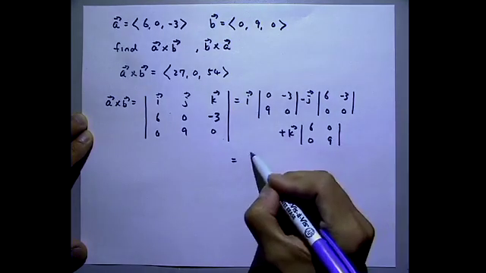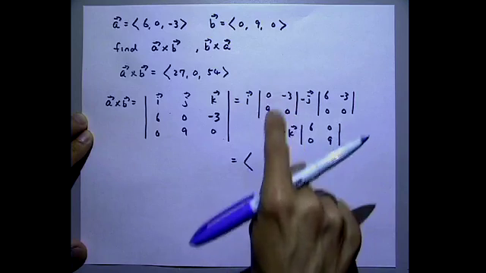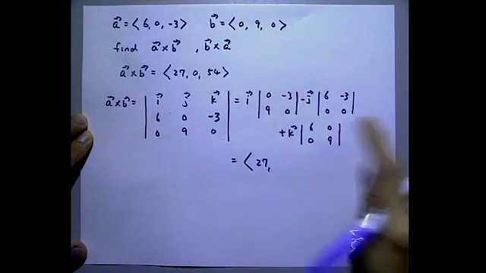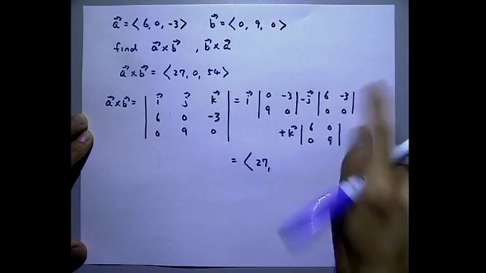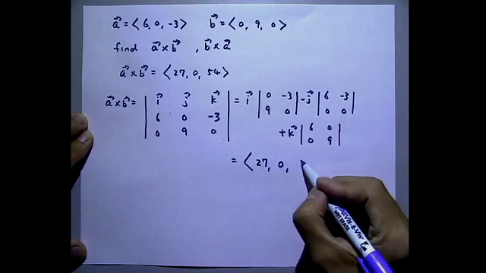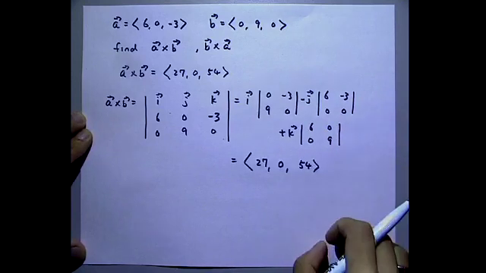So we end up getting in the I component 0, minus 27, positive 27. Middle one, 0, minus 0. 54 minus 0. Right?